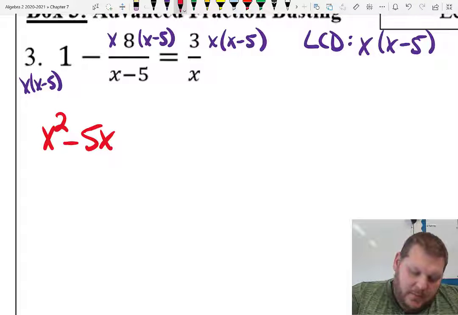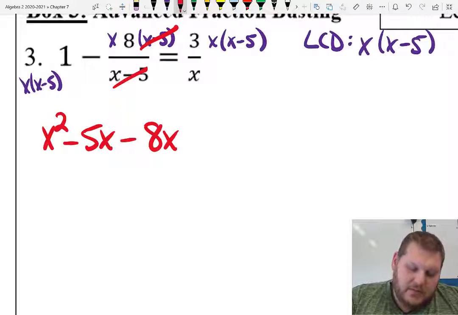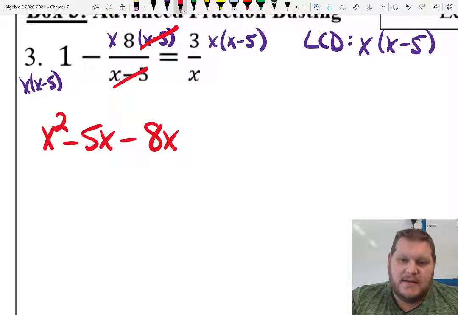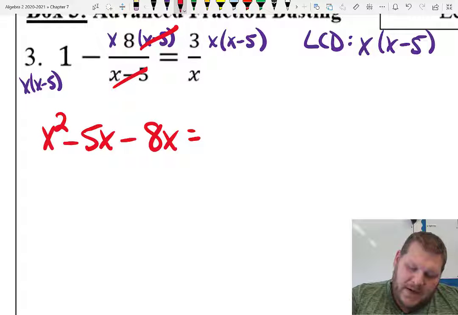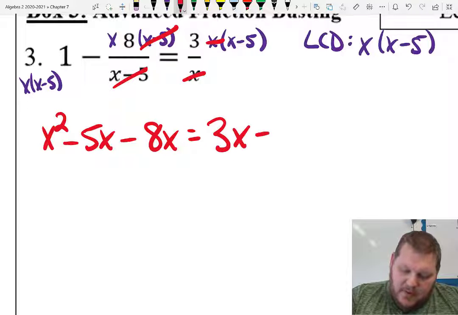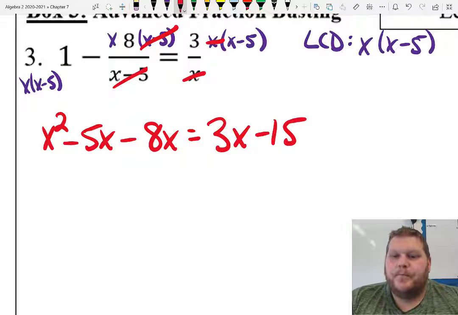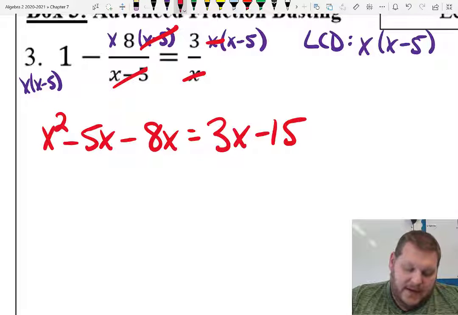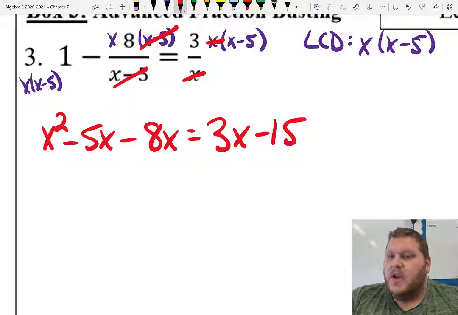In my middle fraction, my x minus 5's cancel, leaving me with just x and 8, so minus 8x. And on my right side, my x's cancel. 3 times x minus 5 leaves me with 3x minus 15. So I've got a quadratic I have to solve, but at least it's just single level. My fractions are gone. I can just solve however I need to.